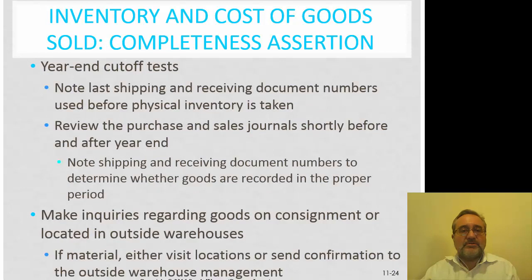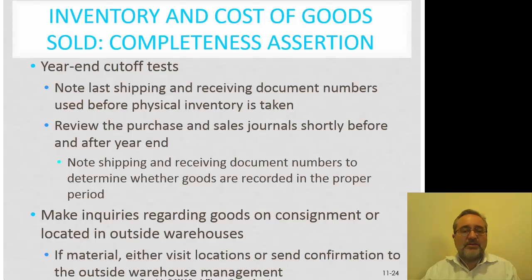Part of the assertions related to year-end cutoff: last shipments received and document numbers used before the inventory count is taken. We review the purchase and sales orders just before and after year end. We want to note any shipping or receiving document numbers to determine whether the goods were recorded in the proper period. We also want to make inquiries related to goods on consignment.